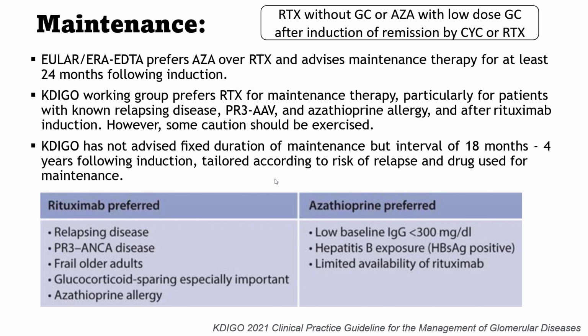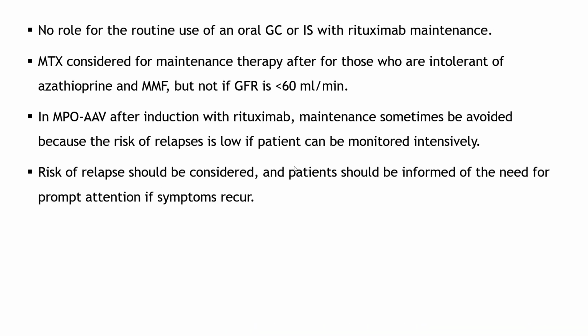But if the patient has low baseline IgG, or if the patient is hepatitis B surface antigen positive, or there is limited availability or higher cost of rituximab, you can prefer azathioprine. There is no role for routine use of oral glucocorticoid with rituximab maintenance, so rituximab in maintenance is usually used alone. Methotrexate is considered for maintenance therapy for those who are intolerant to azathioprine and MMF, and if the GFR is more than 60 ml per minute.